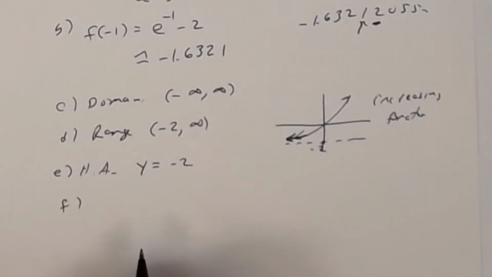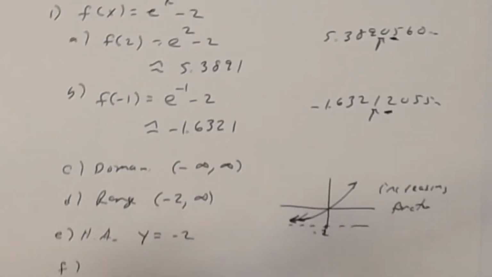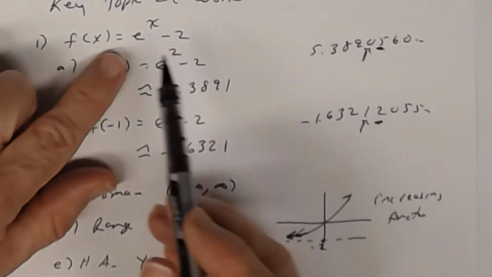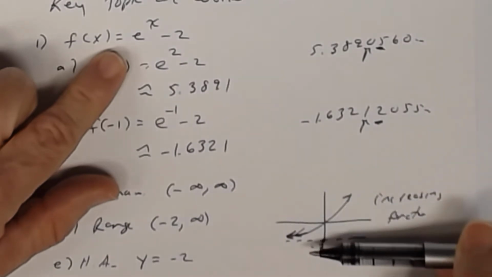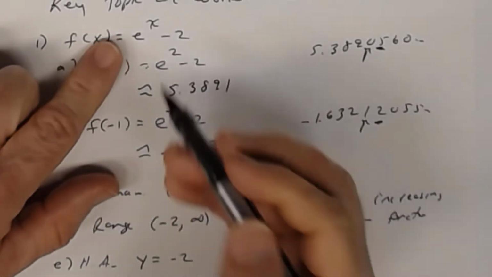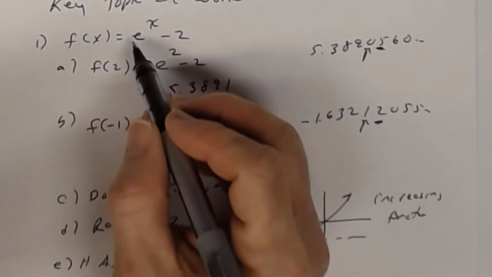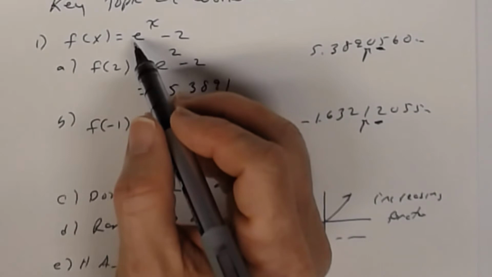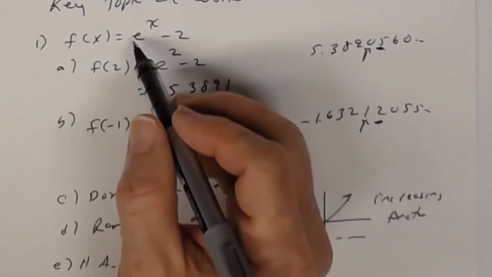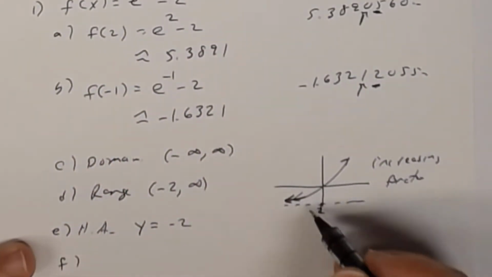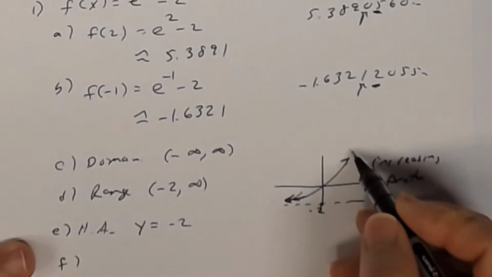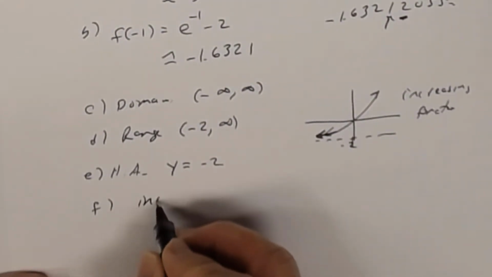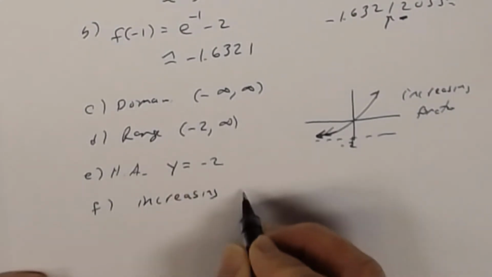All right, F, it says, is f an increasing or decreasing function? Well, we already talked about that. Okay, so listen carefully. The graph is above the horizontal asymptote. We know that. So the next thing you got to look at is the base. The base is greater than 1, right? Because e is approximately equal to 2.718. Since the base is greater than 1 and the graph is above the horizontal asymptote, it's going to be increasing. So this is an increasing function.